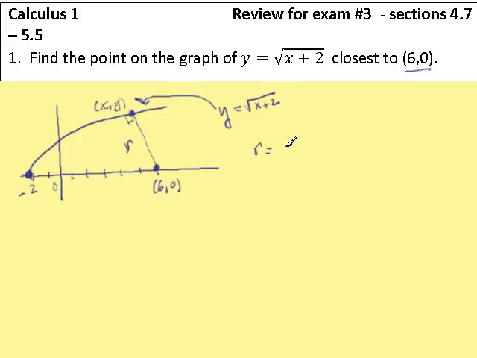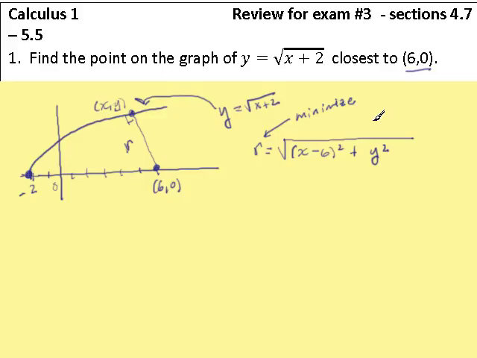And let's use the distance formula for an expression for r. So r is equal to the square root of (x minus 6) squared plus (y minus 0) squared. Now we want to minimize this. So we'll do that by taking the derivative and setting it equal to 0.